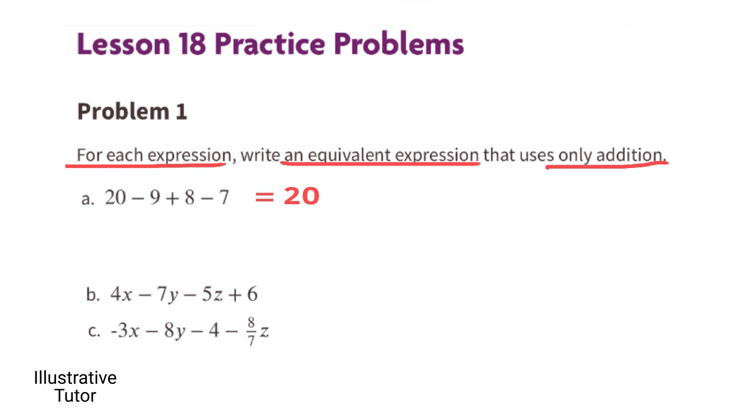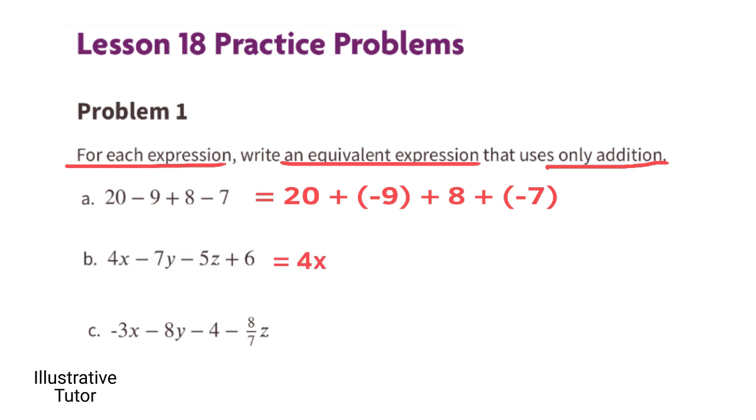A. The expression starts out as 20 minus 9. That's the same as 20 and a negative 9, or 20 plus negative 9. Next, we have plus 8, and then we have minus 7. That's the same as plus 8 and a minus 7, or plus a negative 7.